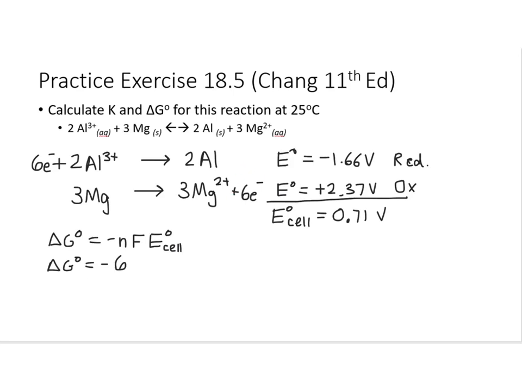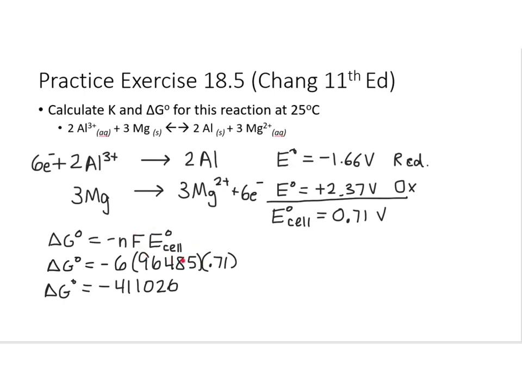F, that's Faraday's constant. You don't need to memorize it. It's on your sheet. It's 96,485. And the cell potential is 0.71 volts. So the Gibbs free energy for this reaction will be negative 4.11 times 10 to the 5.